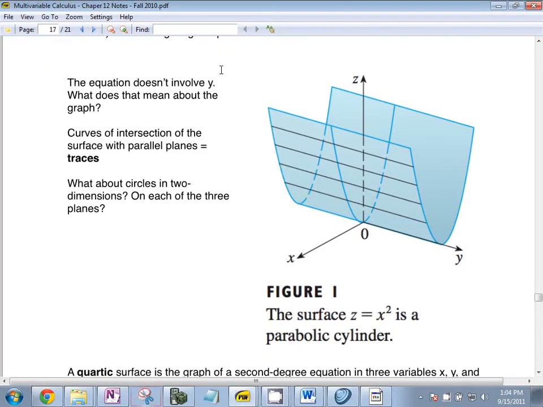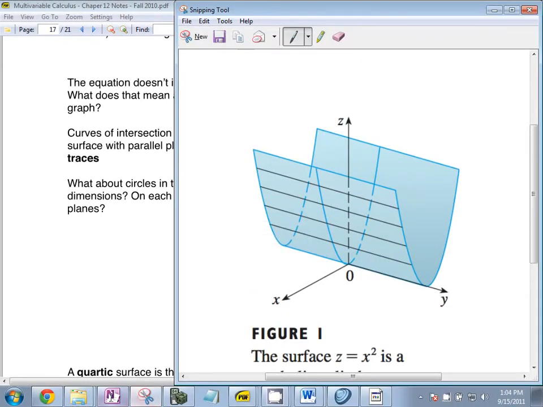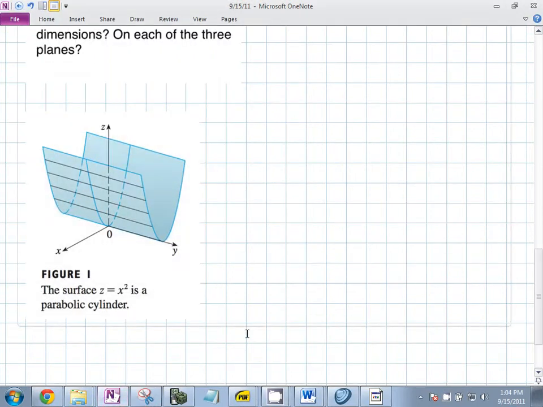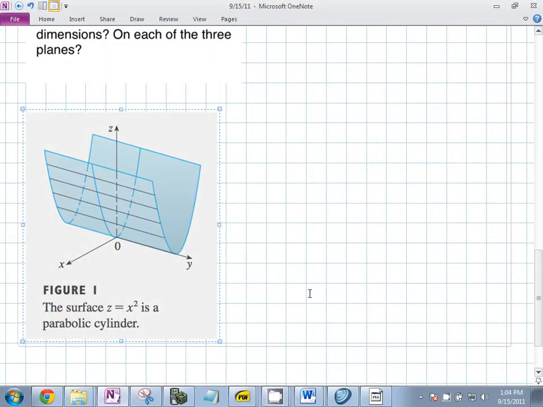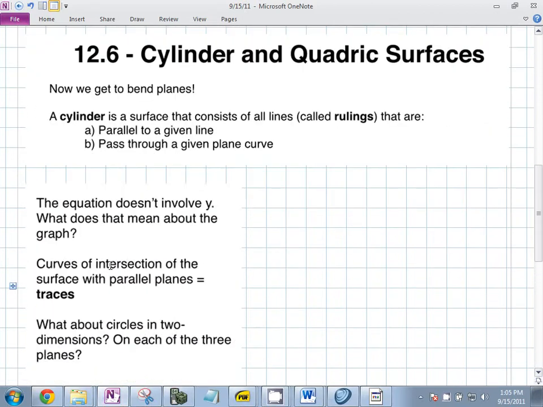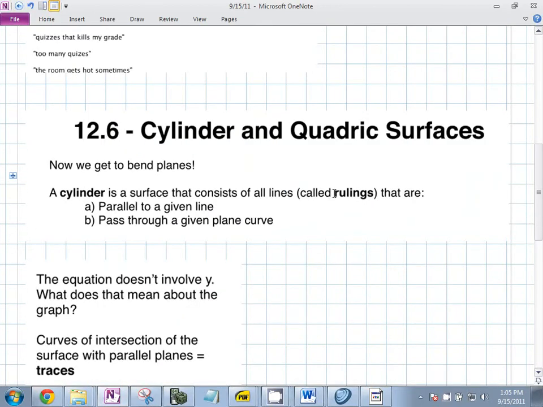Here is a parabolic cylinder. It's a cylinder because the entire surface can be made up of lines that are all parallel. And you can see them, they're drawn in. Each of these lines, these are called what? These lines are called rulings.